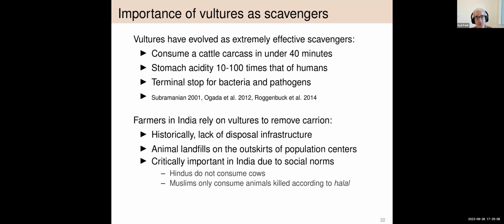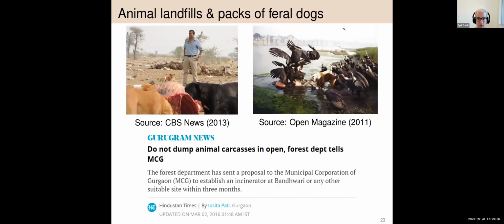They're the terminal stop for bacteria and pathogens. They disinfect the environment and prevent us from having to deal with bacteria and infectious diseases. Farmers in India know this. They rely on vultures to remove dead animals, and India is a country with about 500 million livestock animals. There are a lot of dead animals that need to be removed from the environment, otherwise there will be potential severe health consequences.